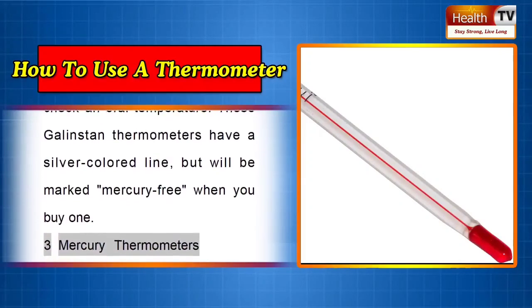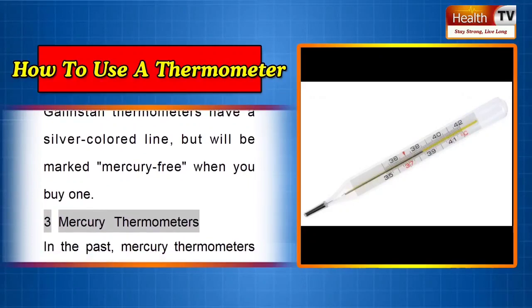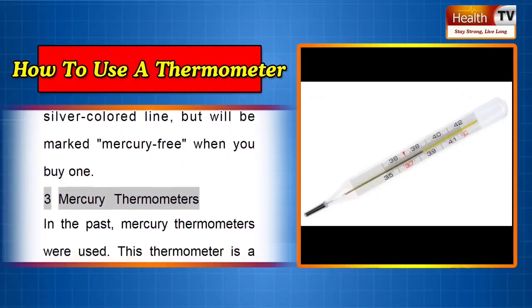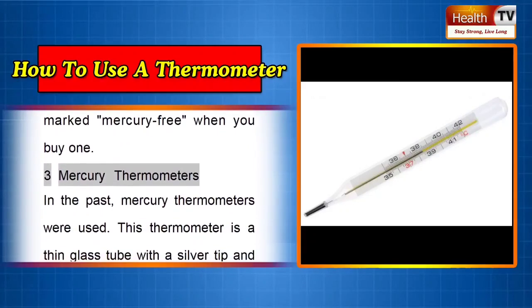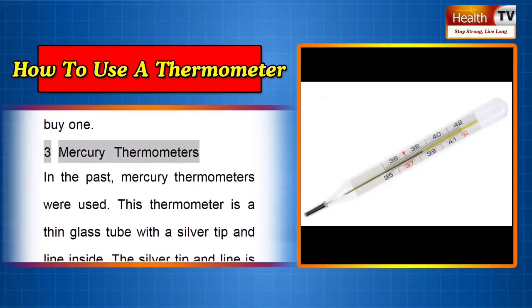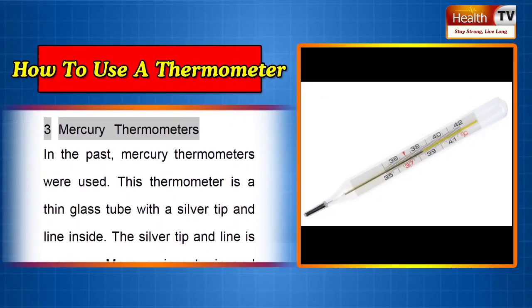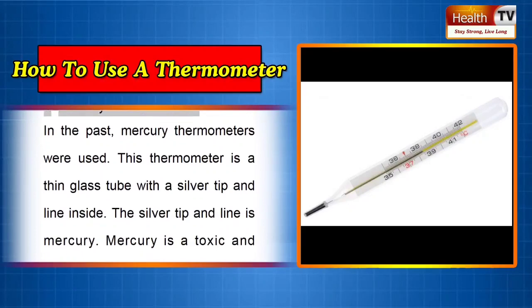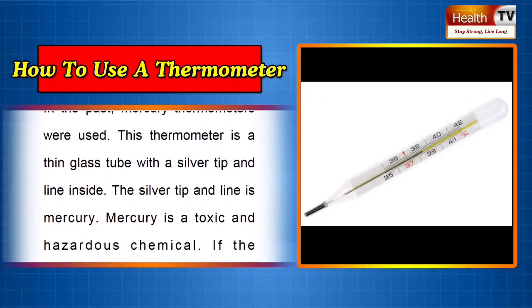3. Mercury thermometers. In the past, mercury thermometers were used. This thermometer is a thin glass tube with a silver tip and line inside. The silver tip and line is mercury.